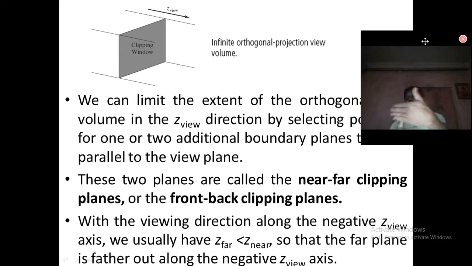Why? Because z far is toward this side. From the origin onwards toward this side z is negative, -1, -2, -3, -4. That's why z far is towards minus. Z near is towards positive. That's why z far is less than z near, so that the far plane is further out along the negative z axis, right? This is the meaning of that.